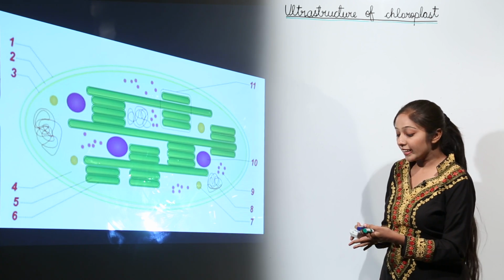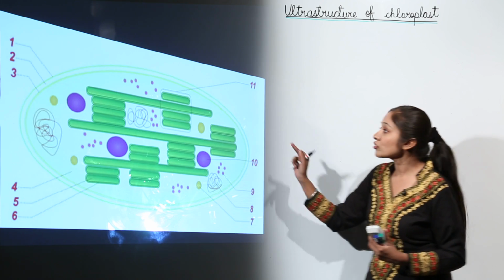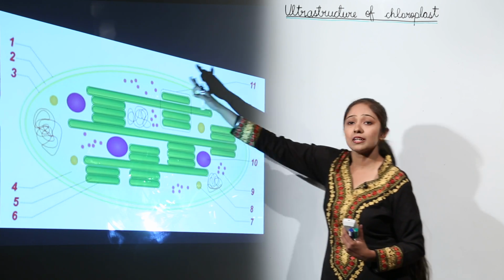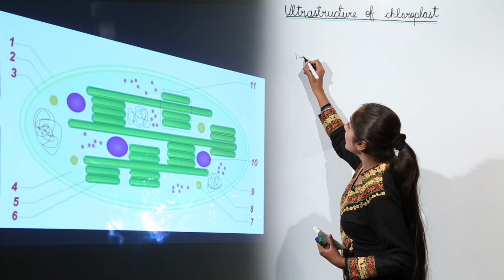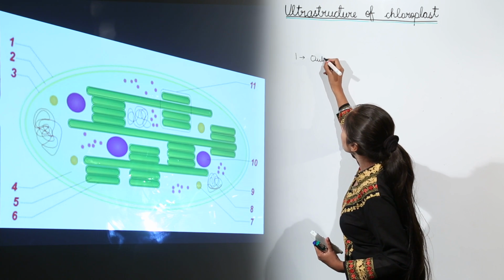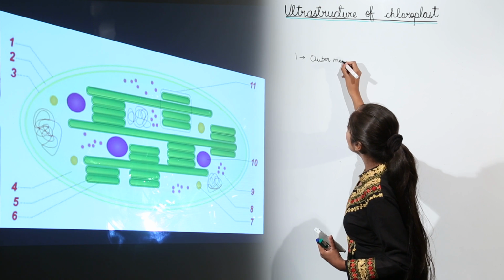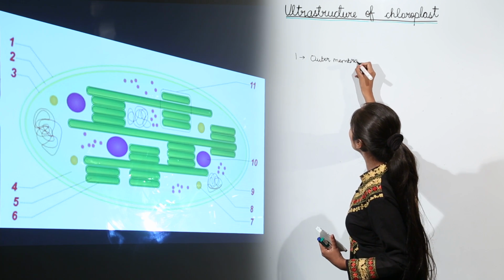Okay, let's begin with number 1. What you see on this outside, this is the envelope of chloroplast. And how will you label number 1? Number 1 is what? It is the outer membrane. Okay, it is the outer membrane.